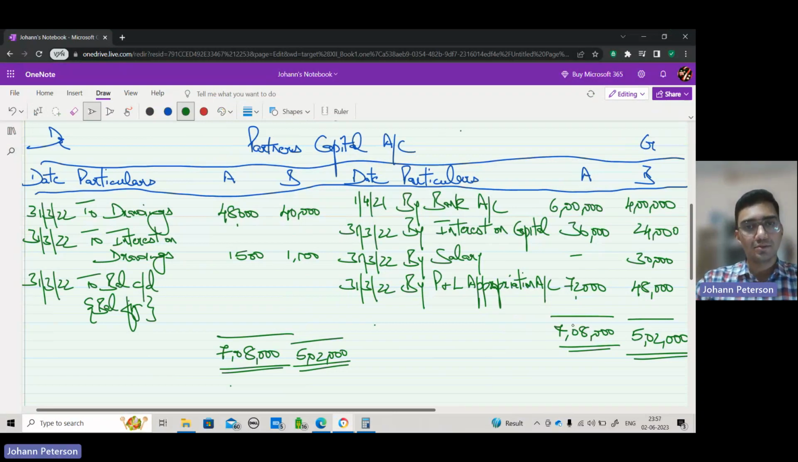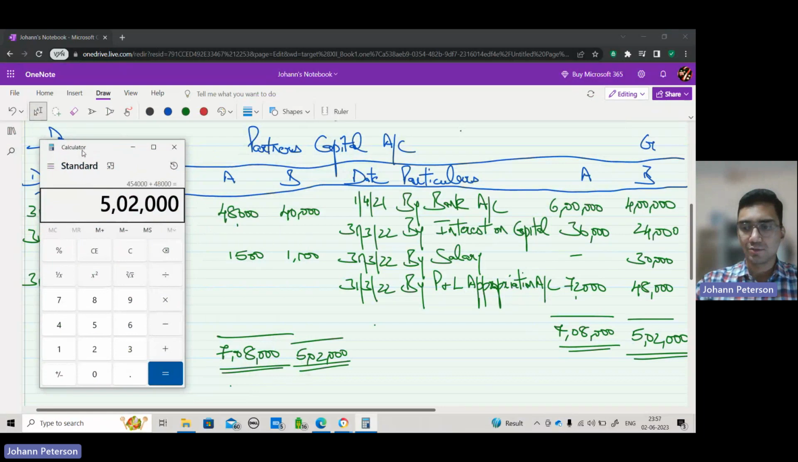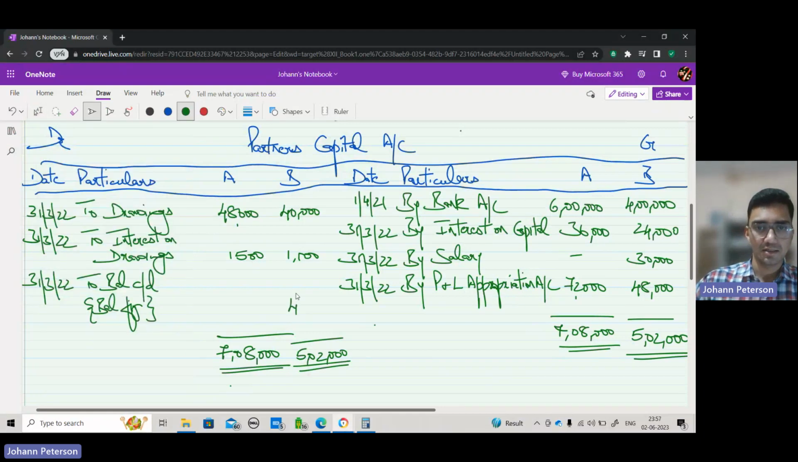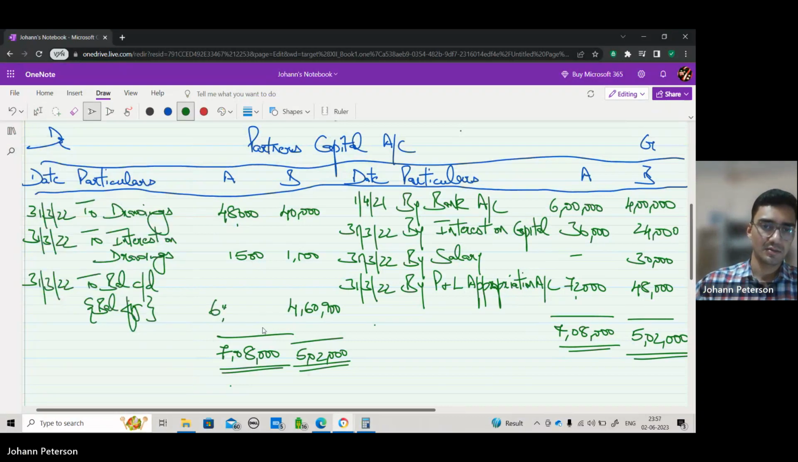So 7,08,000. Let's take 5,02,000 first, minus 41,100. That is 4,60,900. So this is 4,60,900. And for the other, 7,08,000 minus 48,000 minus 1,500, that is 6,58,500.